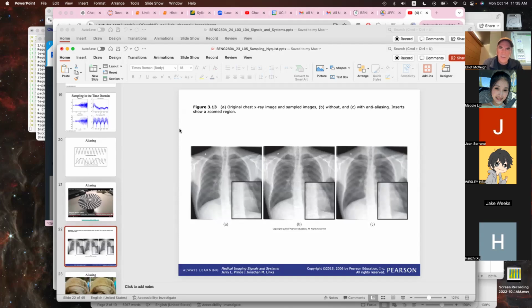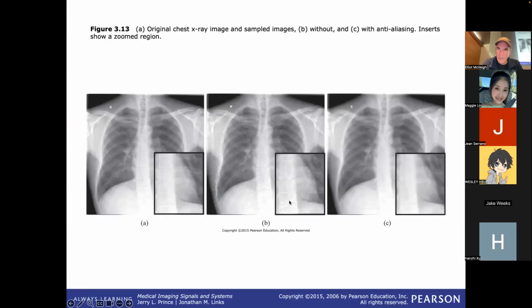Okay, let me here. So this, now I forget what this example is about.